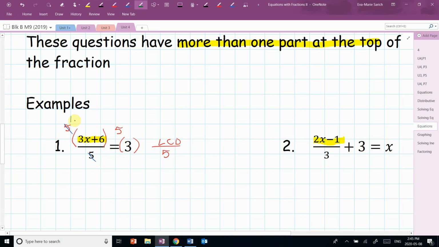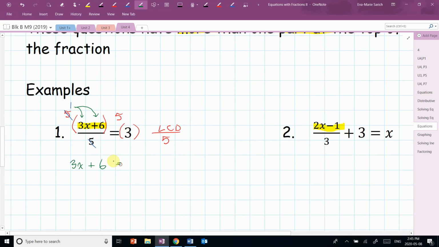Now, that 1 is going to multiply everything at the top. So 1 times 3x gives us 3x. And 1 times positive 6 gives us positive 6. The parts have to be connected, right, by the addition or subtraction that we get when we calculate it. Next comes our equal sign, and 5 times the 3 gives us 15.